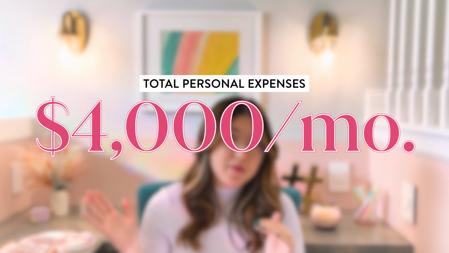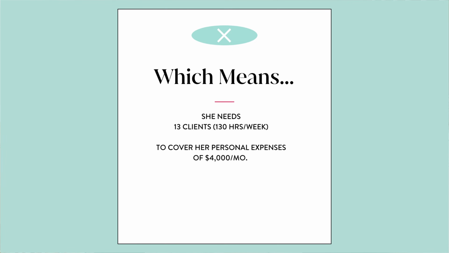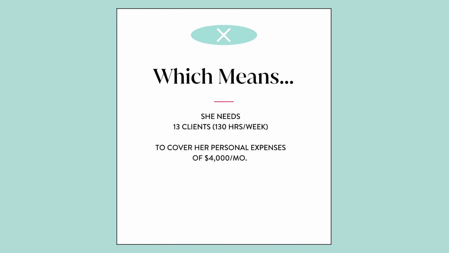Now we're gonna go about it this way instead. For simplicity's sake, let's just say her monthly expenses that she needs to cover to make sure all of her bills are paid are an even $4,000 a month. So in order to make ends meet, she's going to need 13 clients at her $400 a month package, which means she's working 130-hour weeks. That's not sustainable, it's not plausible, it's not realistic.